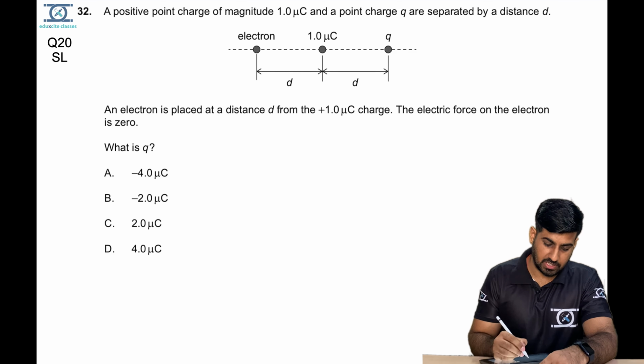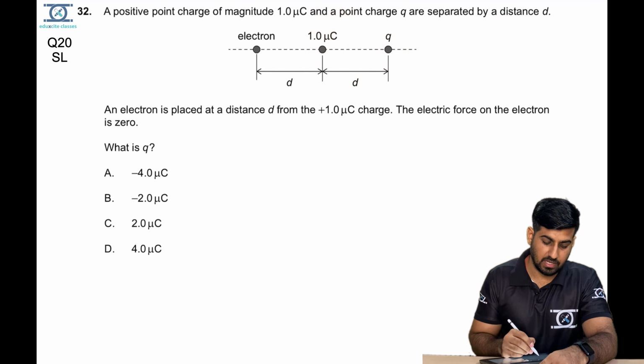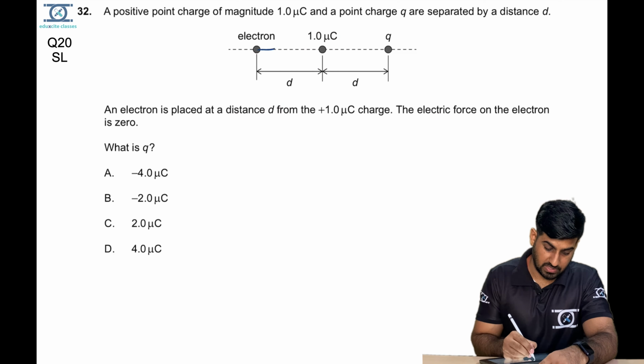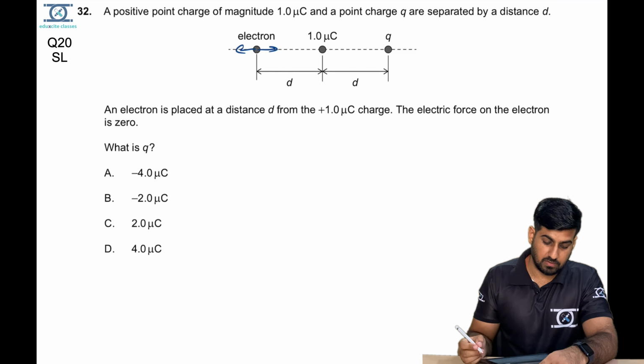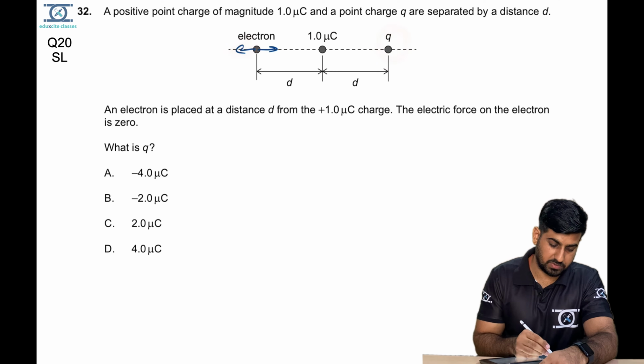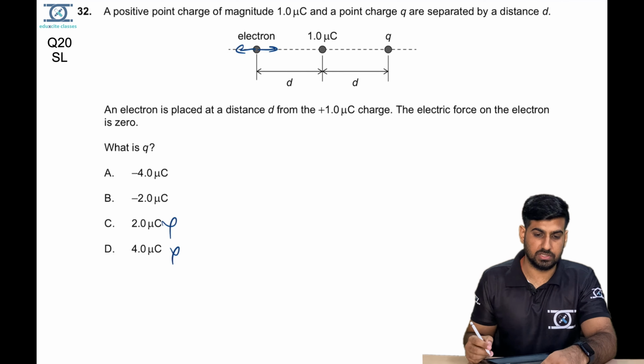A positive point charge of magnitude 1 microcoulomb and a point charge q are separated by distance d. An electron is placed at a distance d from this. The electric force on the electron is 0. So you can see the electric force will be 0. It means due to this it will attract, because it is positive and the electron is negative, and this has to be negative, then only it will repel. So options C and D are incorrect directly, without any calculation, you can see.